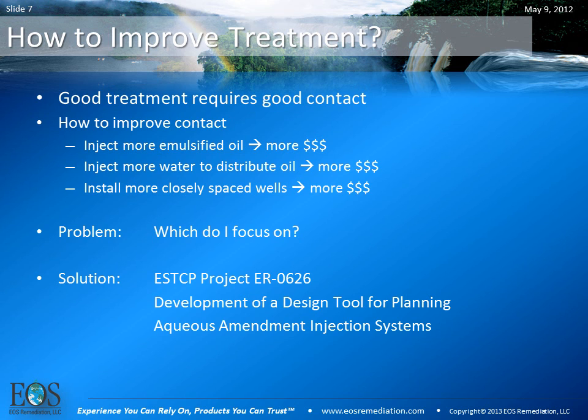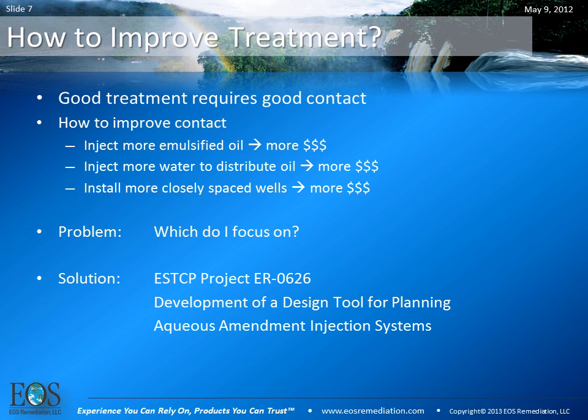So that brings me to this slide. The question is, how do you improve treatment? And as I mentioned, basically this is a contact sport. You need to have all of your ingredients that can basically catalyze the reductive dechlorination reaction at one location at one time. And so what you need is your electron donor, you need your electron acceptor, and you need your bacteria all in one location.